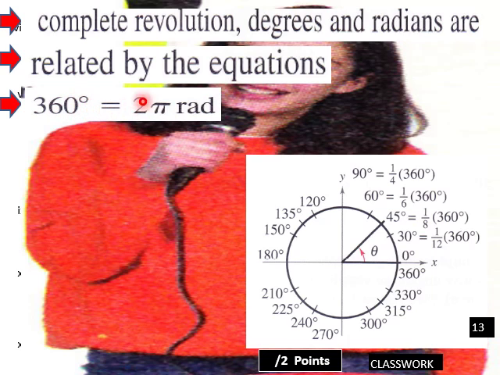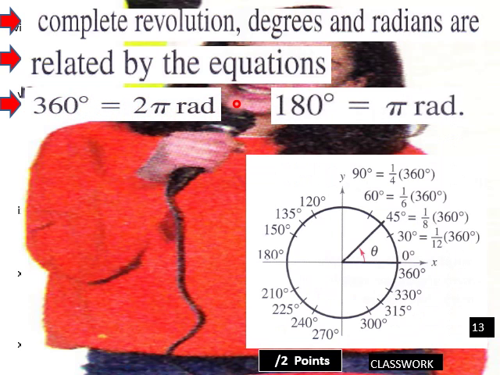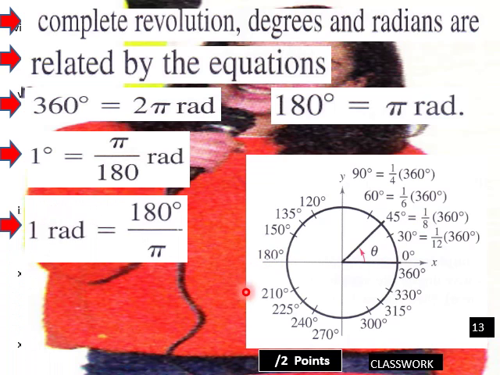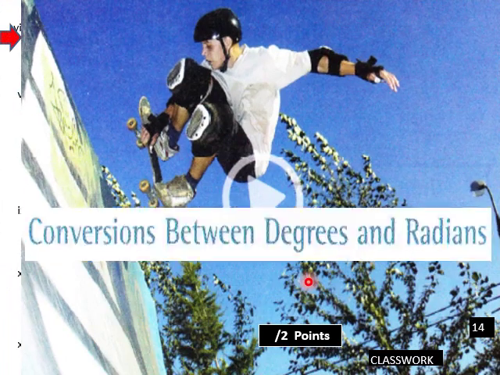For 1 complete revolution, degrees and radians are related by the equations. 360 degrees equals 2 pi radians. So 180 would equal pi radians. This would be pi. 360 would be 2 pi. That'd be 2 pi over here. And then 1 degree will be pi over 180 radians, about right here. And then 1 rad would equal 180 degrees over pi. So there will be a radian measure there.